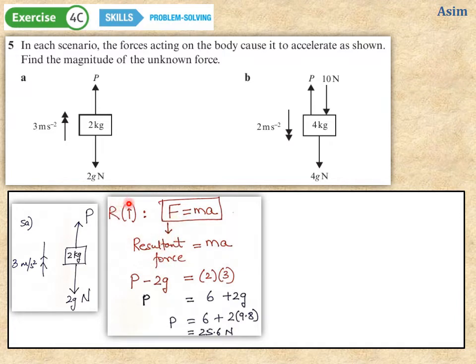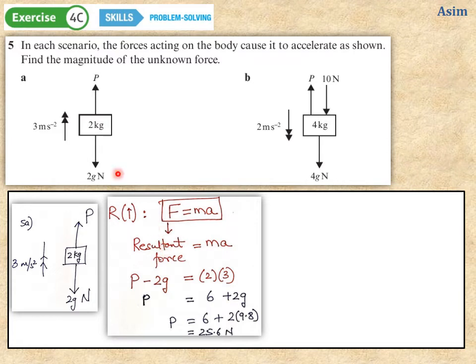Every time you do this, in the exam also, you have to write that you're resolving upward as positive direction. In this diagram, because the object is accelerating up, we'll take upward force as positive, so downward will become negative. Hence, F equals ma is the main equation in this chapter of dynamics, where F is your resultant force.